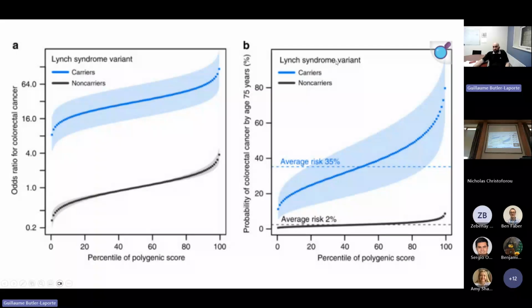But the point is, yes, of course, Lynch syndrome variant carriers are going to have a higher lifetime risk of developing colorectal cancer, no matter where they fall within the spectrum of polygenic disease risk variance. But clearly, those people who have a lot of small effect size protective common variant alleles, even if they carry a Lynch syndrome variant, have a much lower risk than those who carry a stronger polygenic risk. And that's kind of, I think, where this field is going.